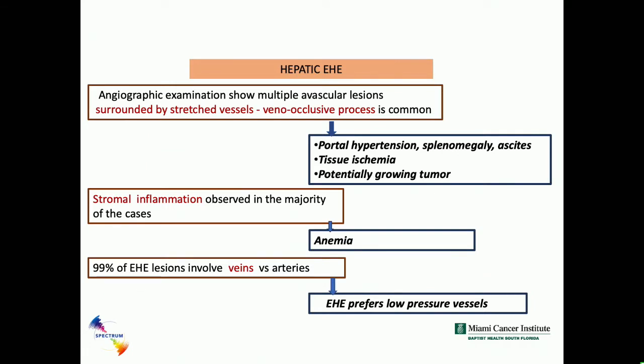And usually what we've seen is once they've reached a size limit of a little over 3 centimeters, the progression seems to be faster, at least in the small number of patients that I've seen. There seems to be stromal inflammation observed in the majority of the cases, and 99% of these lesions involve veins versus arteries, as the disease prefers low-pressure vessels. Next slide, please.